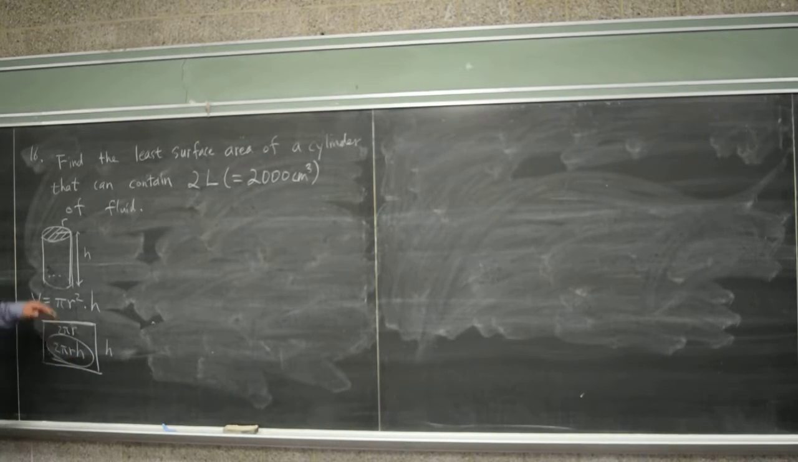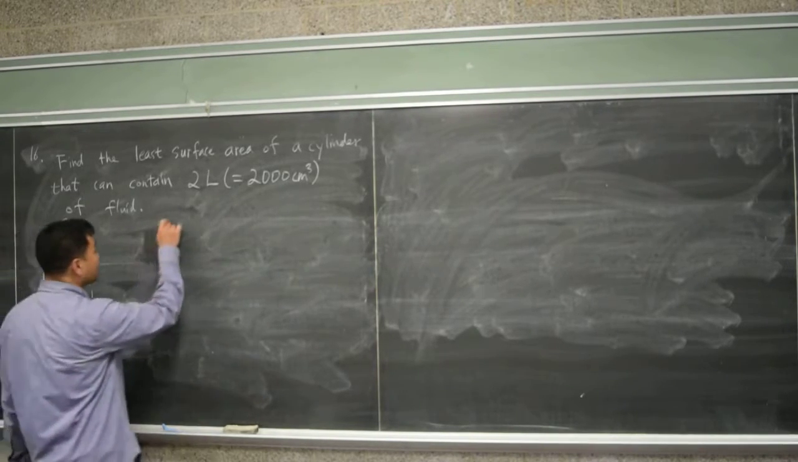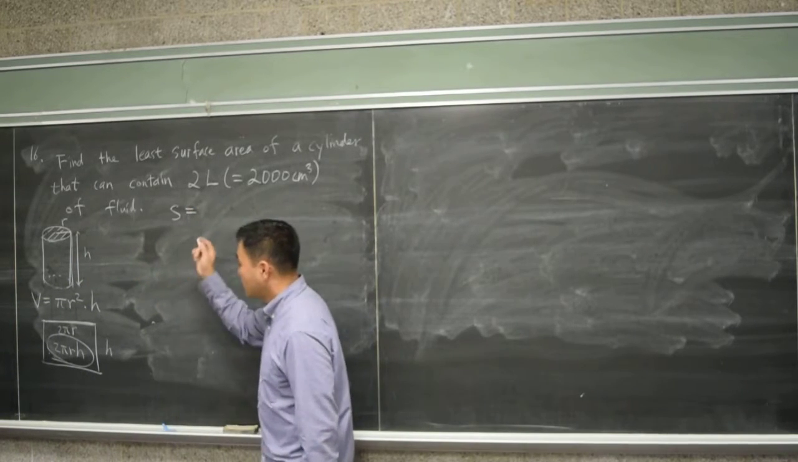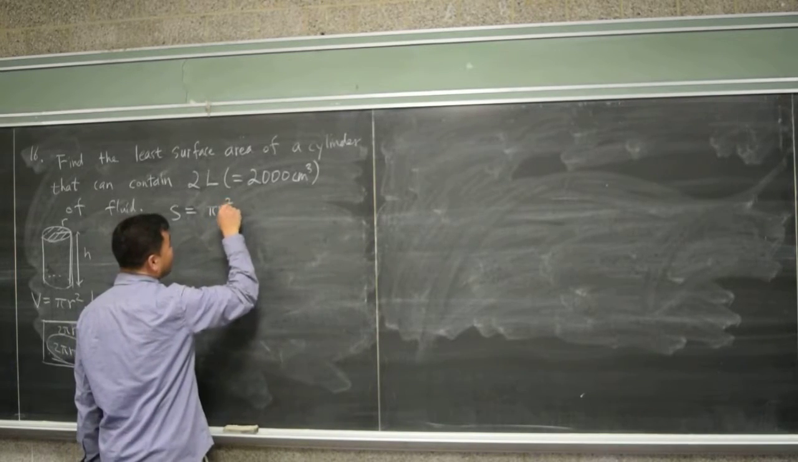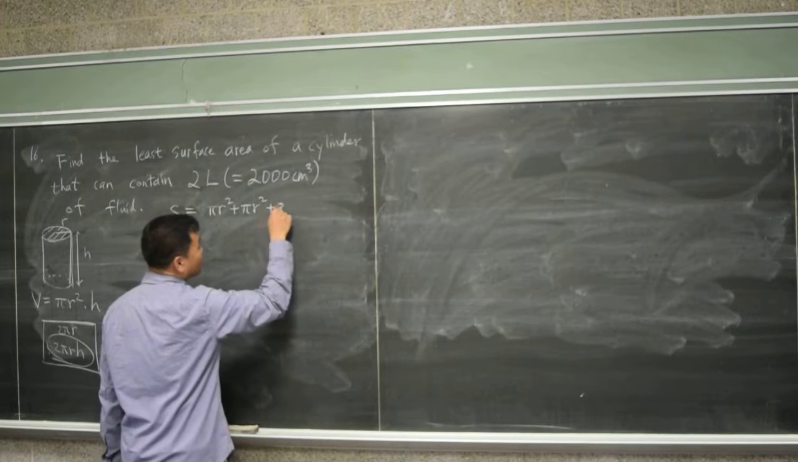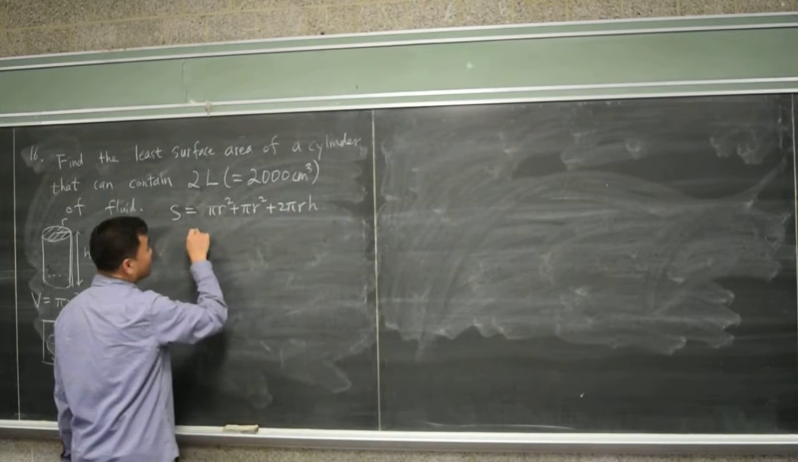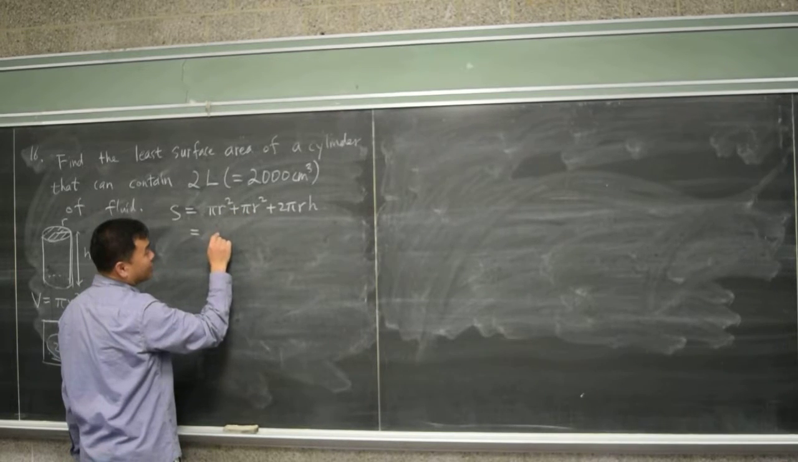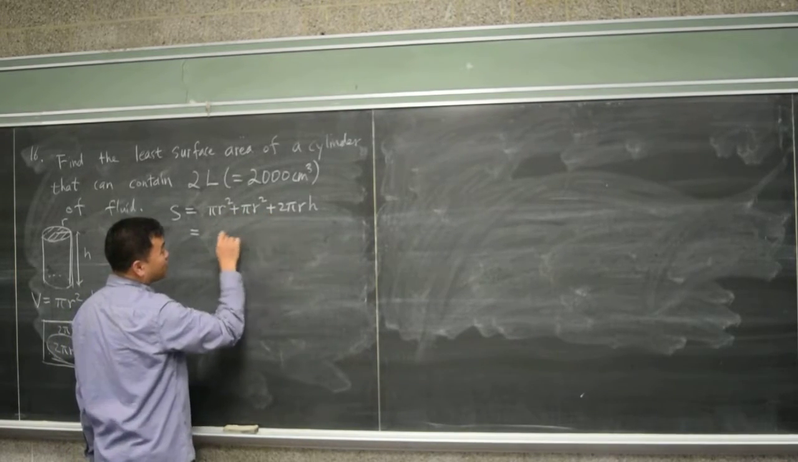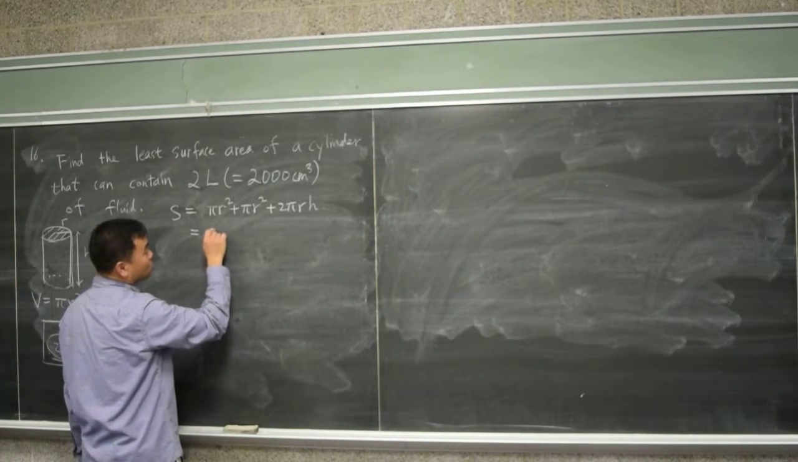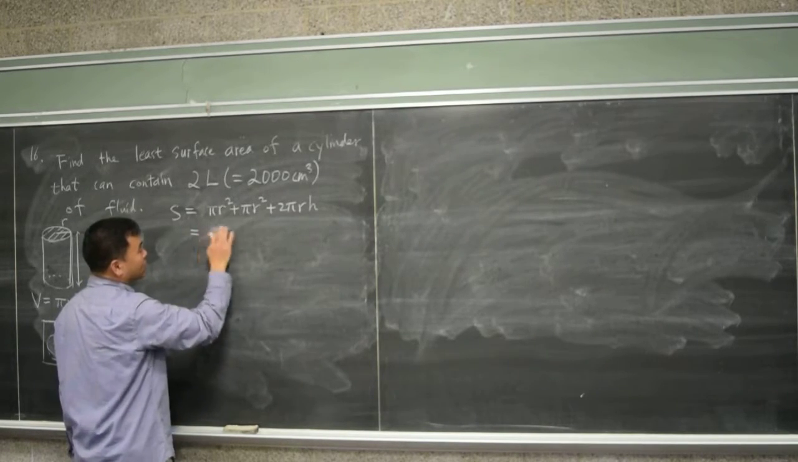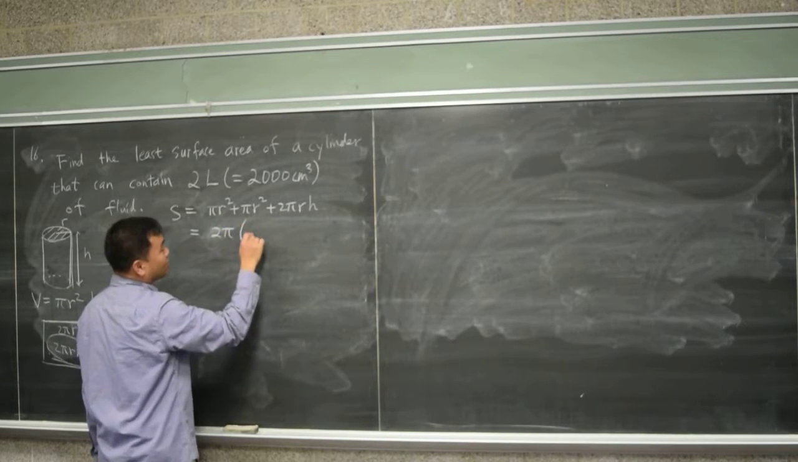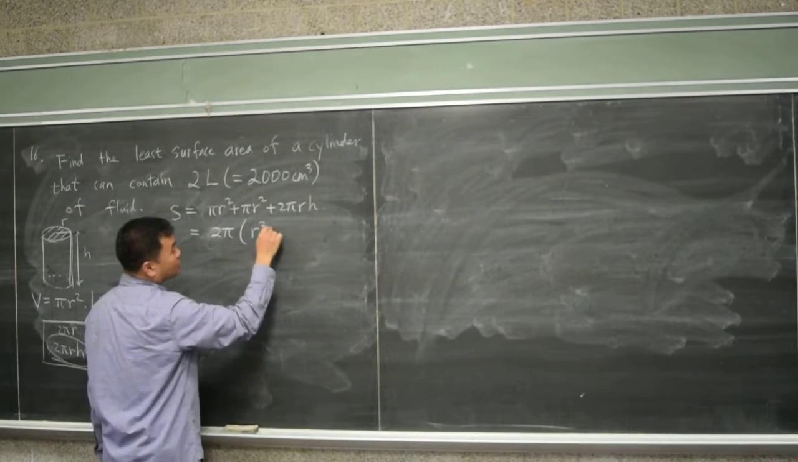But that's not all. You also have to have the area of the top plus the area of the bottom, so what is the surface area formula? Pi r squared plus pi r squared plus 2 pi r h. So you have pi r squared for the top, pi r squared for the bottom, 2 pi r h for the side. If you simplify this, since these are like terms, you can write it as 2 pi r squared plus 2 pi r h, and since 2 pi is common, we can factor the 2 pi out, and we will end up with r squared plus r h.